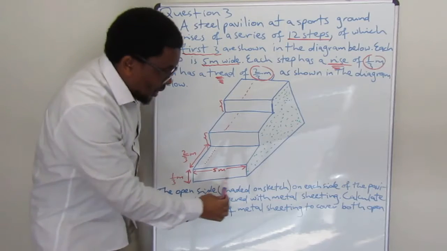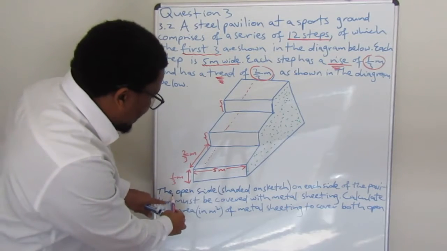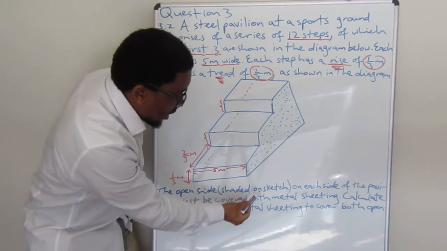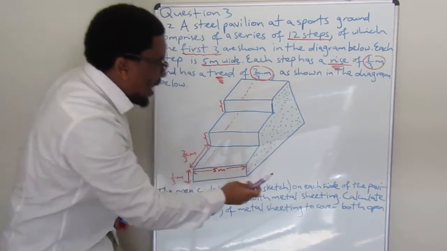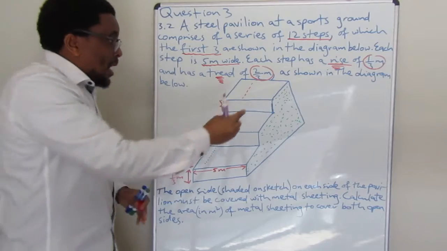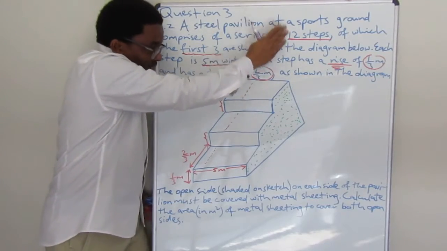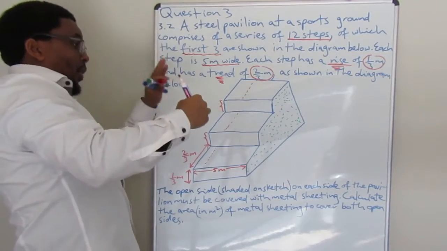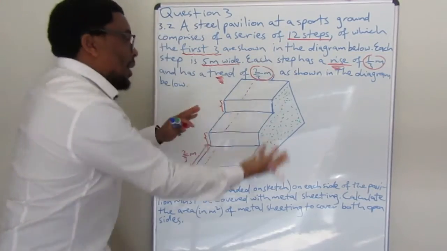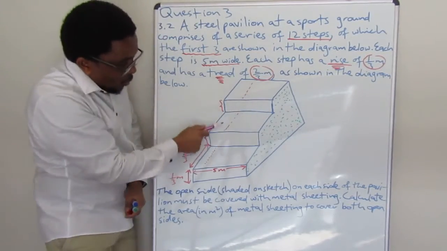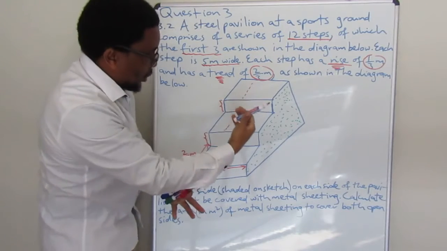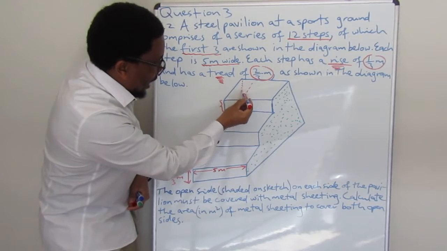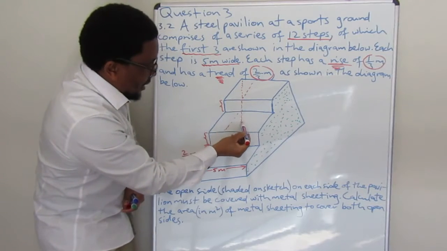Now, let's look at what we're given here. The question here says, the open side, which is shaded on the sketch, on each side. So, my steps here, it has got this side, and also on the other side, this side is open. And also on the other side, it's also open. It's just that I'm not good with diagrams. But I could extrapolate here a line that will go down, down, down, down.